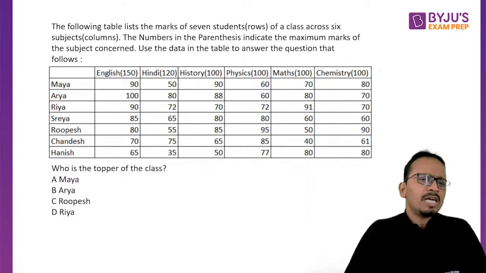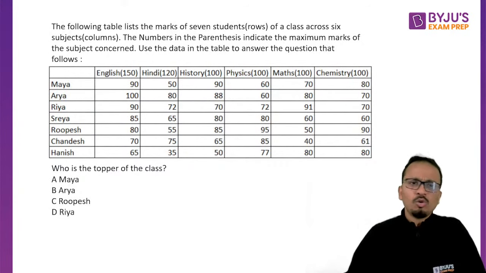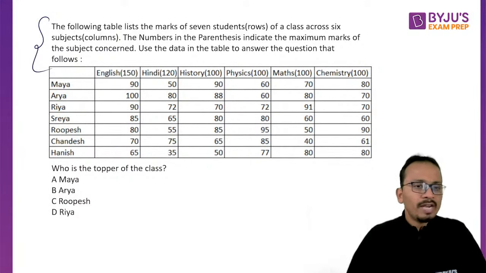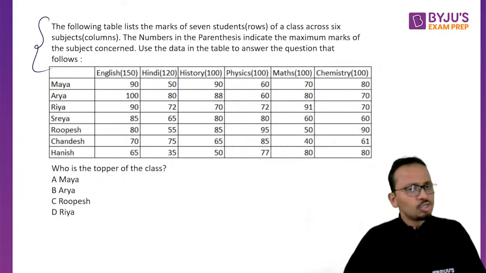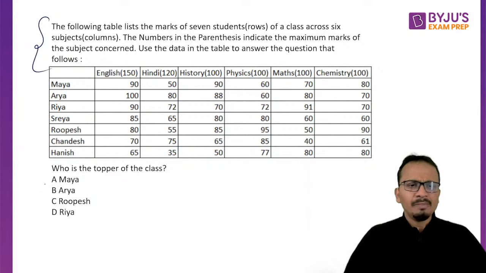Definitely the topper of the class will be the one who scores the maximum number of marks. So the first three lines were definitely not useful. You just need to find out among these four options which are given, who has scored the maximum number of marks. Let's see if all of you can help me with the additions. Now I'll be looking at only these four options. So who among these four options is the topper?